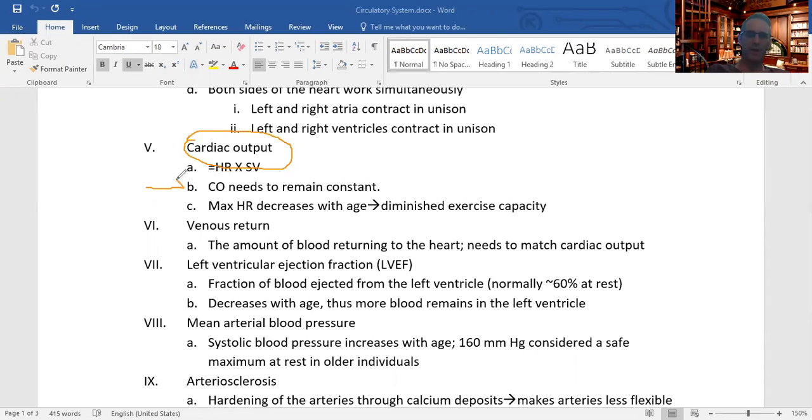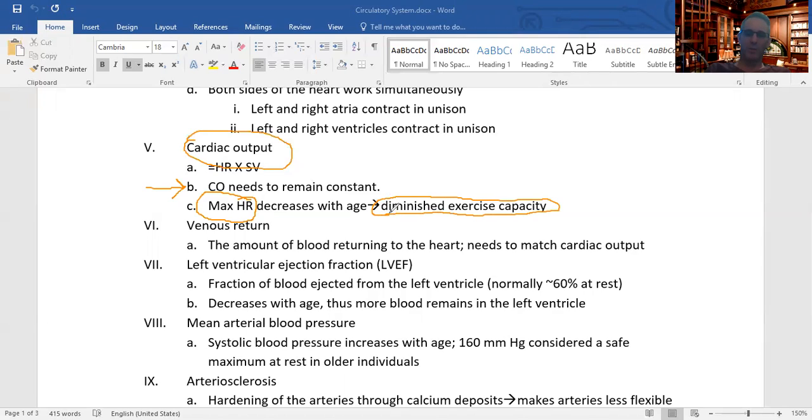Note that cardiac output needs to remain constant. In fact, it's pretty much well tied to metabolism. If you have a higher metabolic need, cardiac output needs to go up to supply that. If cardiac output, particularly at rest, remains constant, it'll go up, of course, if you exercise. With age, maximum heart rate decreases. Well, that means you cannot exercise with the same capacity when you get older.